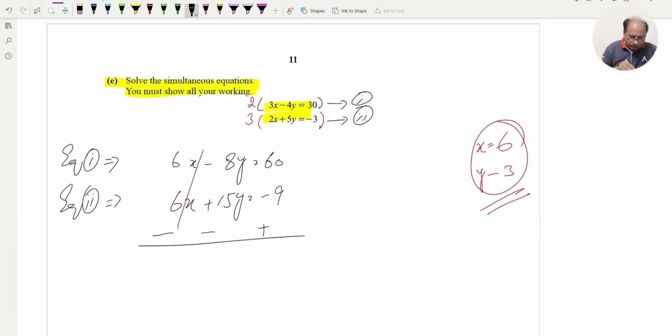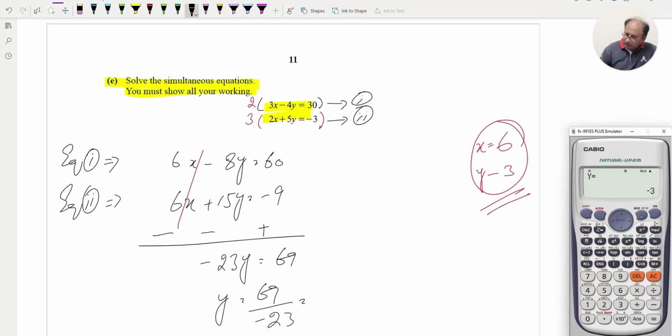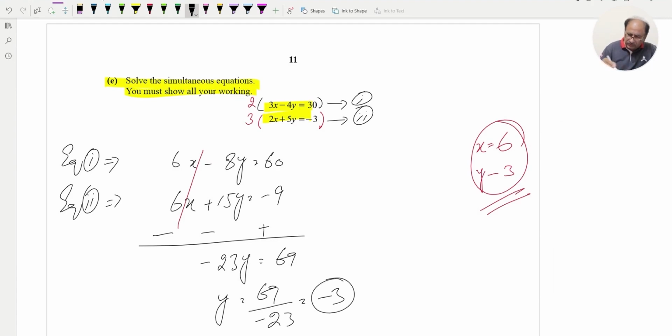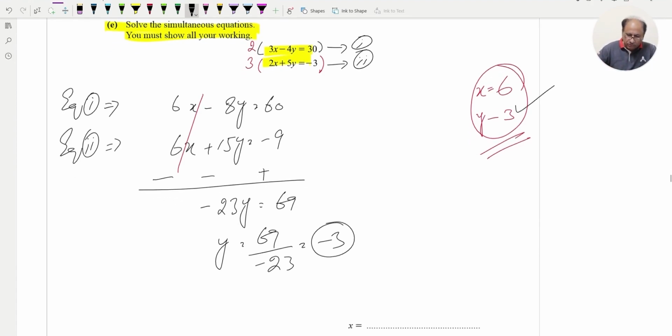We can subtract, change sign, and cancel. The 6x will be cancelled, and we will get minus 8 minus 15, which is minus 23, y is equal to 69. So y is equal to 69 over minus 23, and 69 over minus 23 is equal to minus 3, which is the same as we checked with the calculator.